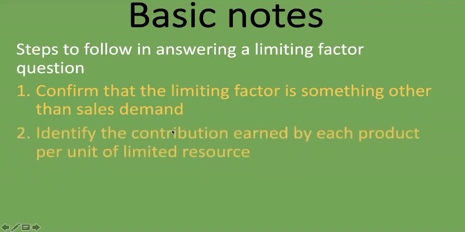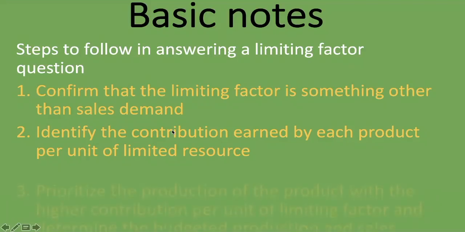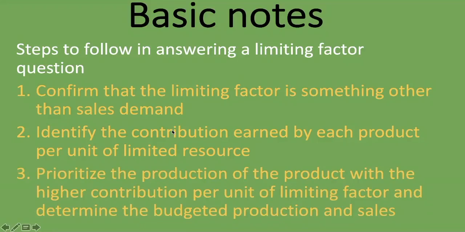Step 2 is to identify the contribution earned by each product per unit of limited resource. So once we've identified the limiting factor, the second step is to identify what contribution we earn by each product per unit of limited resource, as we explained also in the previous slide. And step 3 is to prioritize the production of the product with the higher contribution per unit of limiting factor and determine the budgeted production and sales. So that's the last step. You prioritize the one which gives you the highest contribution per unit of limiting factor, and then you move on to the next product. And then once you've done that, you calculate the total budgeted production and sales based on your rankings.